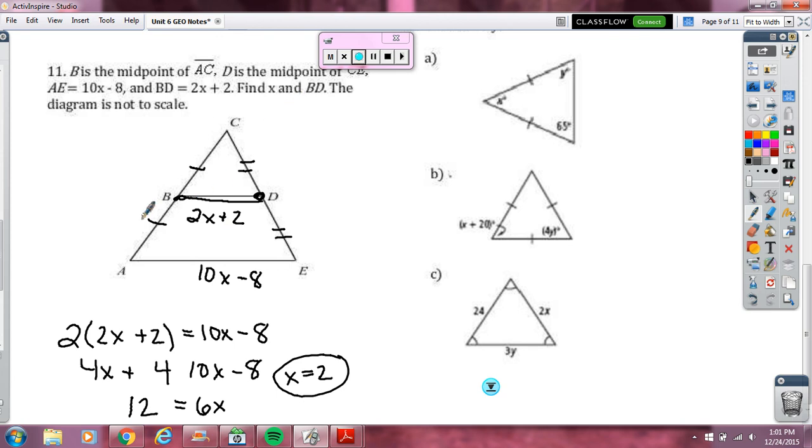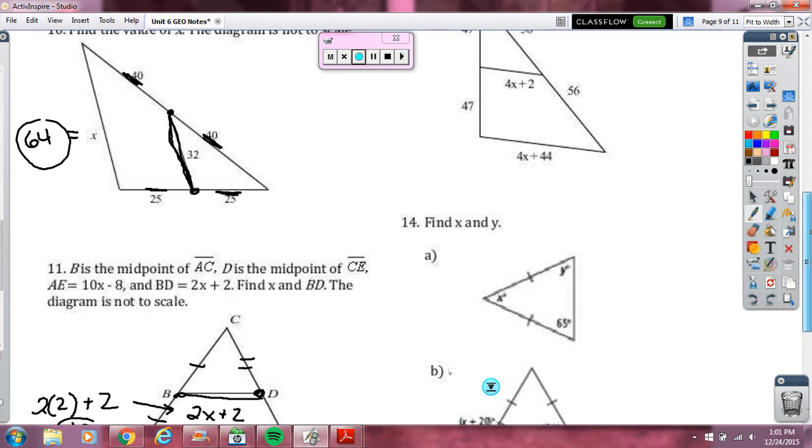Alright, so found x, and now I need to find BD, and I'll just plug 2 in everywhere I see an x. So 2 times 2 plus 2 is 6. That's the length of BD. Alright, back on up.